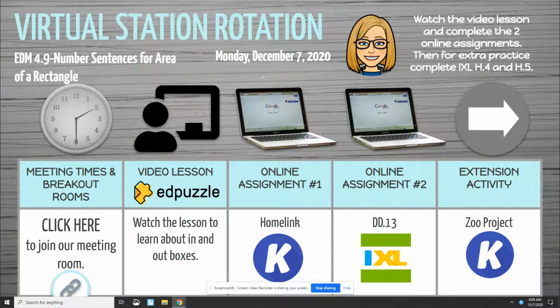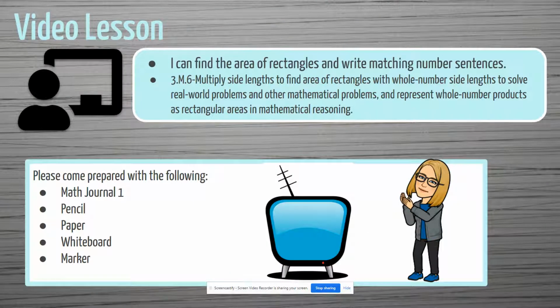Hey guys, for our lesson today, we are going to be working on Everyday Math Lesson 4.9, number sentences for area of a rectangle. You will complete the EdPuzzle and then you will work on your home link. I want you to do some practice with finding area on IXL DD13 and then you will be working on finding the area in your zoo project. So our goal for today is I can find the area of rectangles and write matching number sentences.